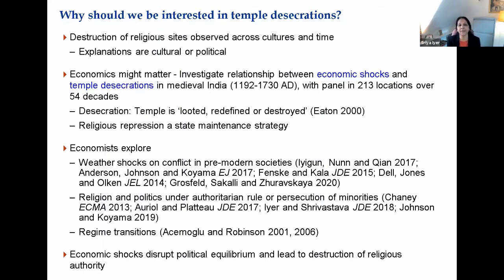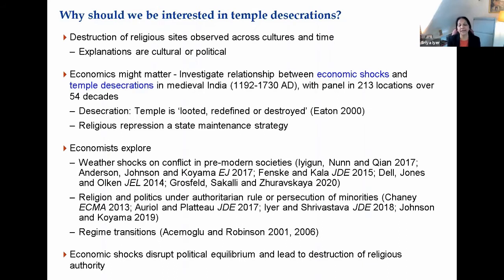And so what we're going to be arguing is that this kind of thing, religious repression, might well be a state maintenance strategy. And our work is essentially contributing to a lot of work that's been done by many economic historians, many of whom I should say are actually associated with Oxford, who have looked at weather shocks on conflict in pre-modern societies, those who've looked at religion and politics under authoritarian rule, in particular the persecution of minorities, and the literature that's looked at regime transitions.